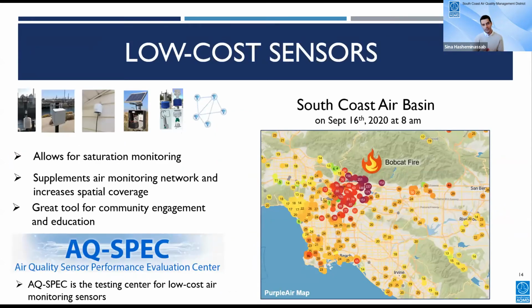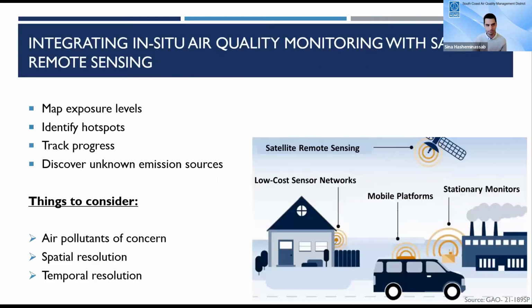One of the main advantages of low-cost sensors is that you can saturate a community with so many of these sensors. And in that case, you would be able to gain a better understanding of the spatial variation of certain pollutants. Perhaps a good example is on the map on the right, where you can see the gradients of PM2.5 shown by the purple map in September of 2020, when we had the Bobcat fire here in the basin. Another advantage of using low-cost sensors is for community engagement and education.